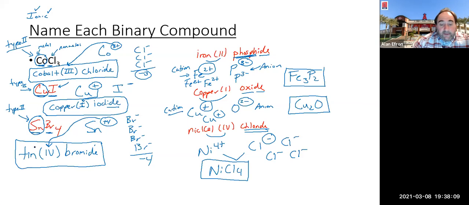So these are type 2 compounds. Again, Roman numeral used here. Roman numeral, again, not how many you have, but the actual positive charge that there is on the actual metal. All right.